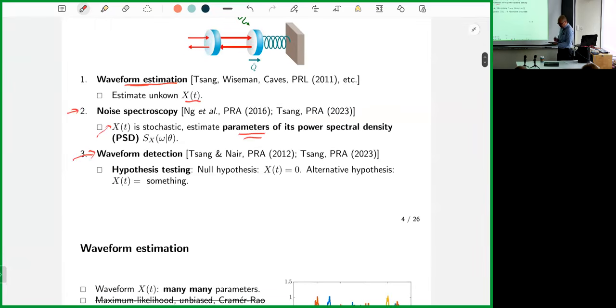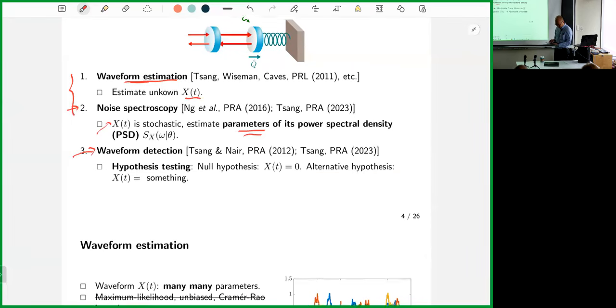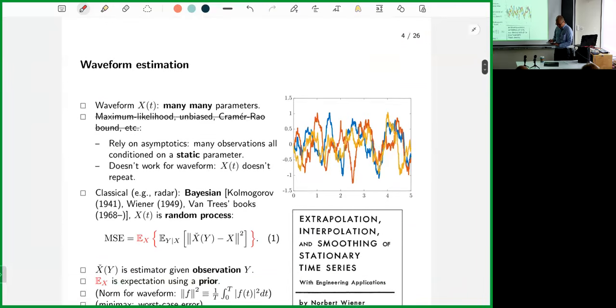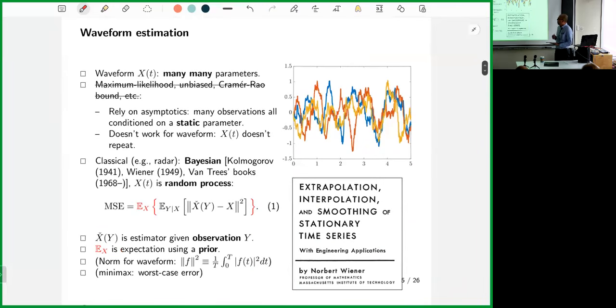If I have time, I'll talk about the detection problem. Probably I won't have time to talk about the detection problem, but we'll see. So these are the 2 problems that I'll focus on this talk. Let's start with the first task.